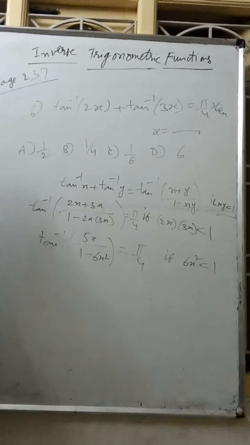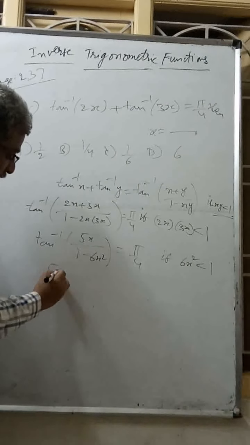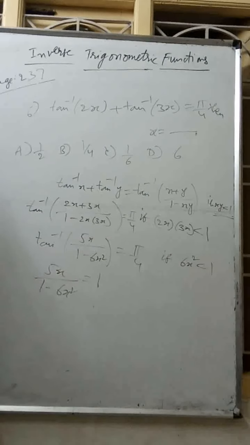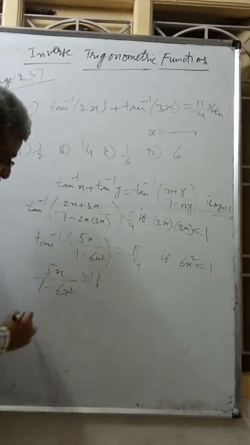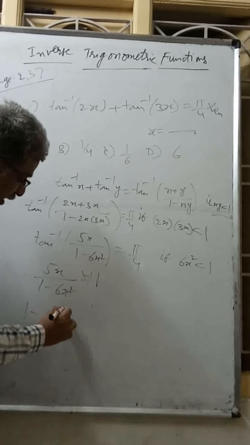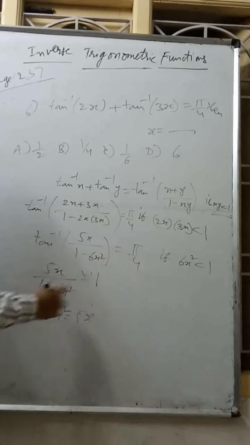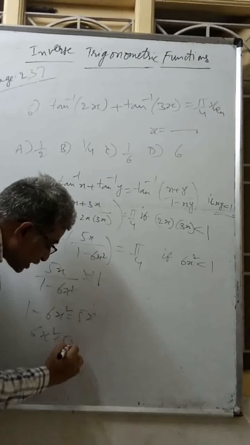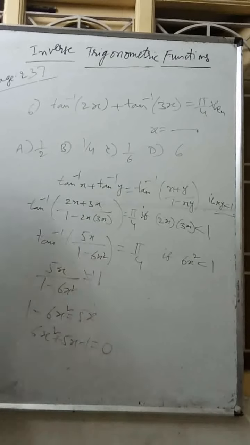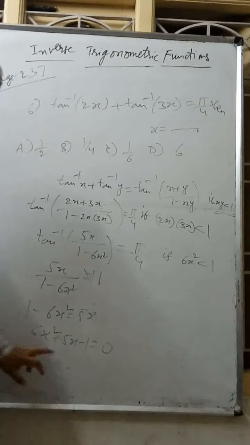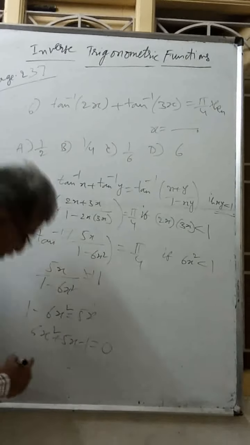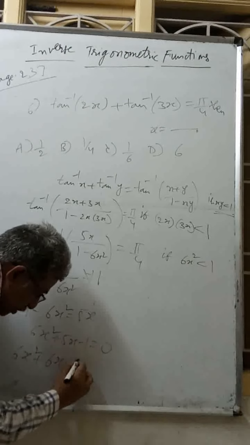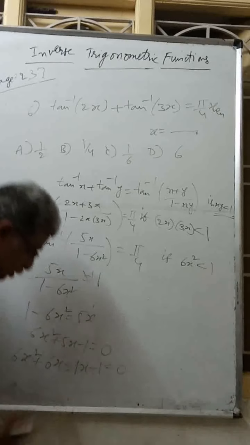So tan goes to that side, tan pi by 4 is 1. So 5x by 1 minus 6x square equals tan 45, that is 1. If I cross multiply, I will get 1 minus 6x square equal to 5x. Bringing all to one side becomes 6x square plus 5x minus 1 equal to 0. Now splitting the middle term, 6 into 1, so this becomes 6x square plus 6x minus 1x minus 1 equal to 0.